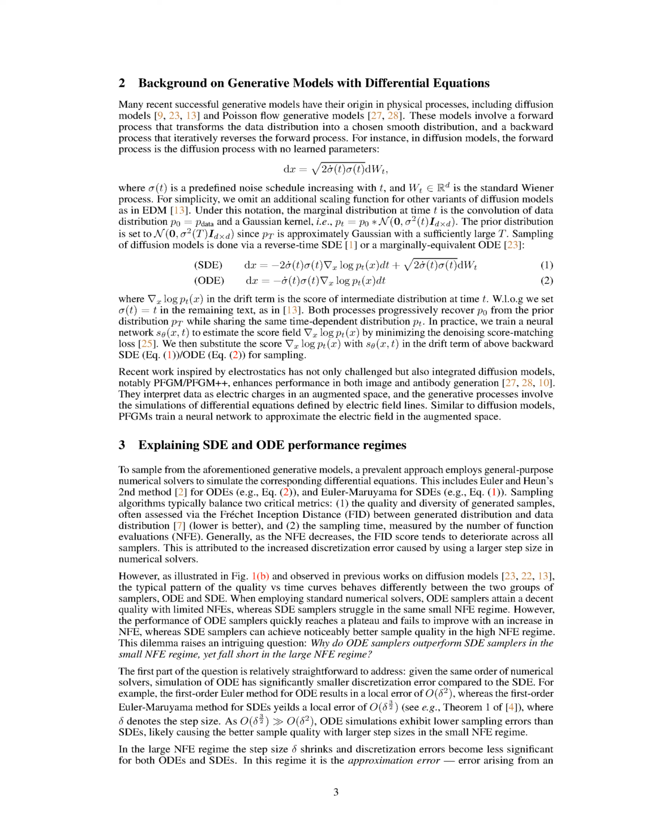Section summary. Many successful generative models are based on physical processes, such as diffusion models and Poisson flow generative models. These models involve a forward process that transforms the data distribution into a smooth distribution, and a backward process that reverses the forward process. For example, in diffusion models, the forward process is a diffusion process with no learned parameters, and the backward process is a reverse-time stochastic differential equation or an ordinary differential equation. These models have been enhanced by recent work inspired by electrostatics, which interprets data as electric charges and simulates differential equations defined by electric field lines.